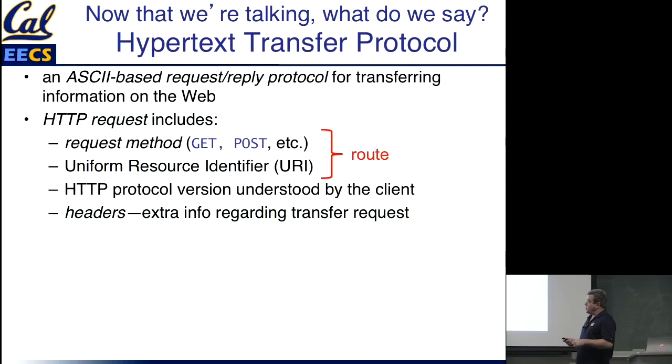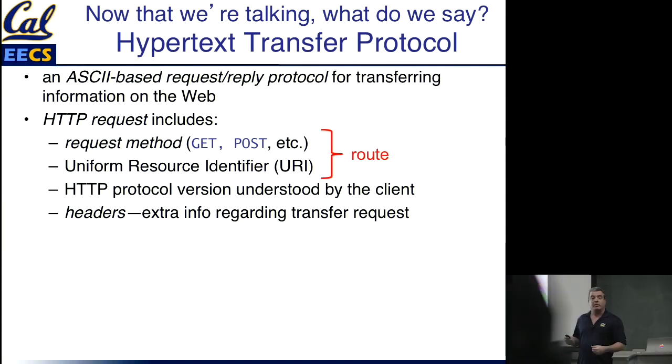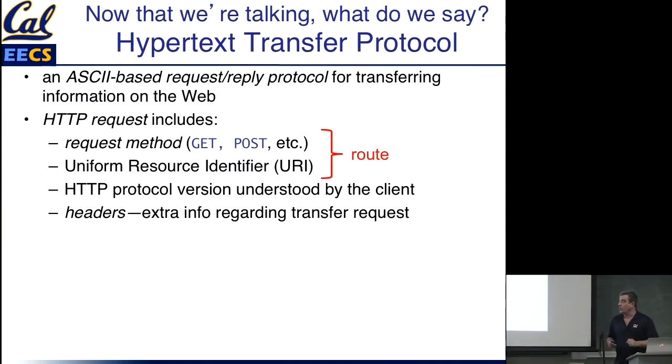The client also says, when it's making the request, which version of the HTTP protocol do I understand? Thanks. Which version of the HTTP protocol do I understand, so that if the server and the client understand different versions of the protocol, hopefully they can agree on some least common denominator. The client request will also include some headers, some extra information regarding what it wants to get from the server.